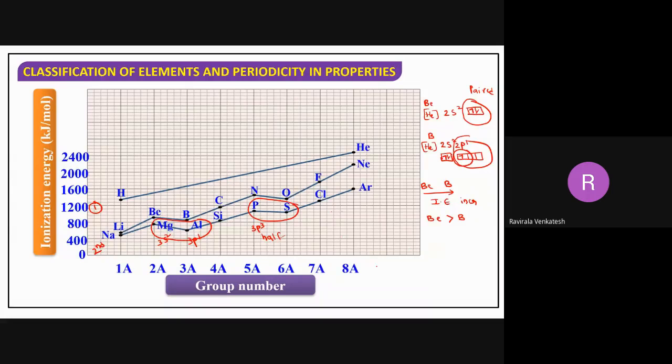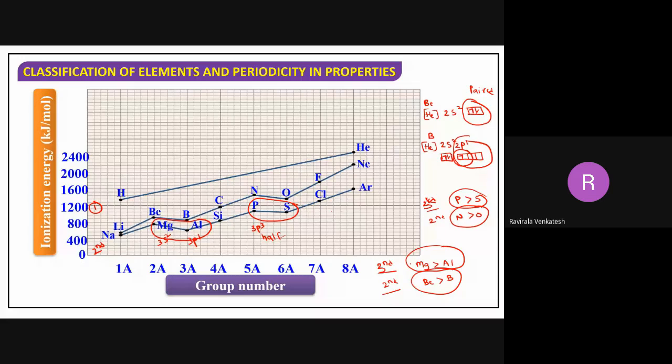So what are the exception cases? In the third period, magnesium is greater than aluminum. In the second period, beryllium is greater than boron. In the third period, phosphorus is greater than sulfur. In the second period, nitrogen is greater than oxygen. So these are the exceptions we are getting.